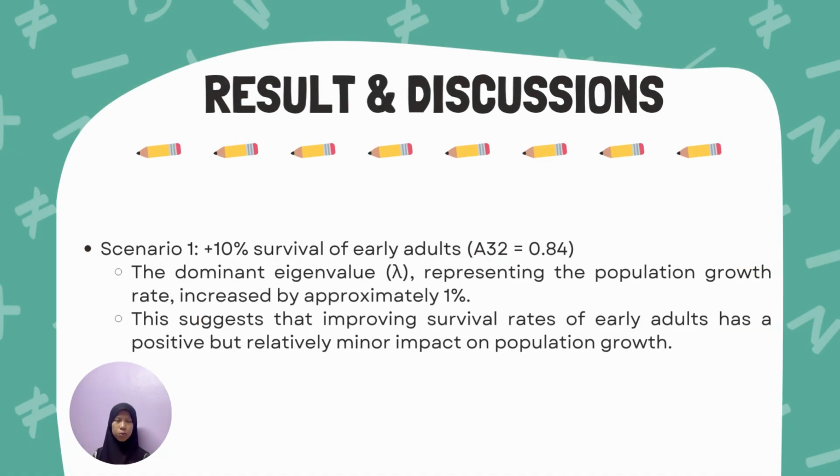In scenario 1, we increased the survival rate of early adults by 10%. This led to a slight increase of around 1% in the population growth rate, represented by the dominant eigenvalue lambda. This means early adult survival contributes positively but not significantly to the overall population.